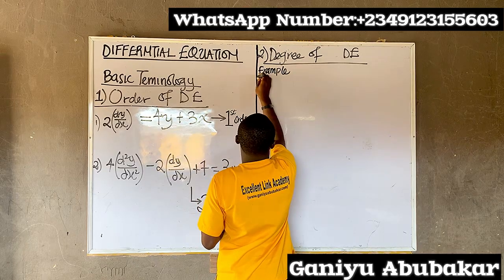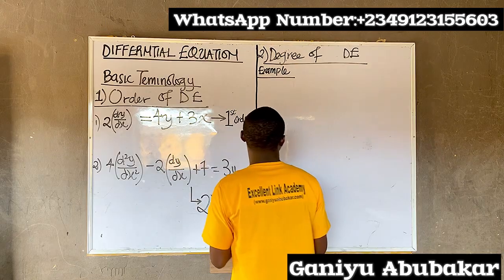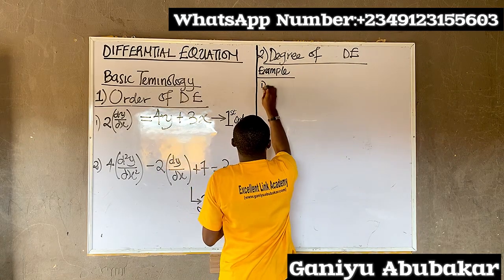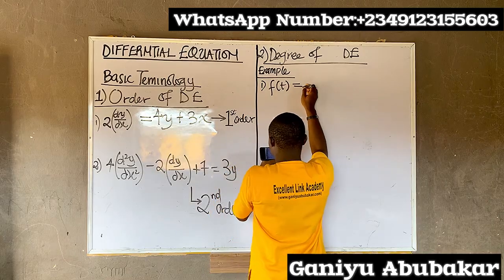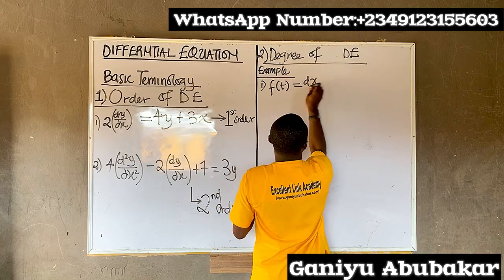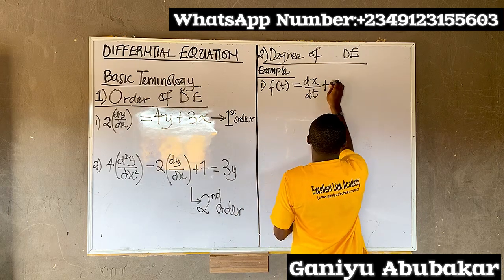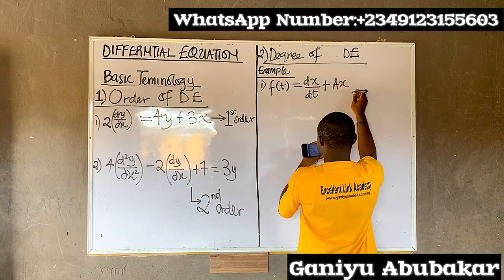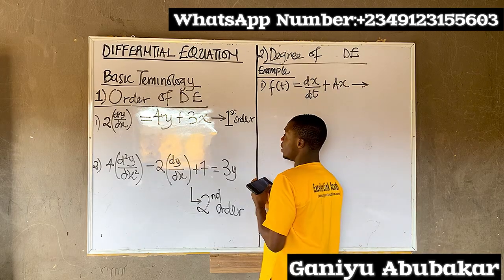Can we do this again? Let's proceed with some examples under this place. Example 1. Number 1, I have f of t equal to dx over dt plus ax. I'm asked to find the order and the degree here.